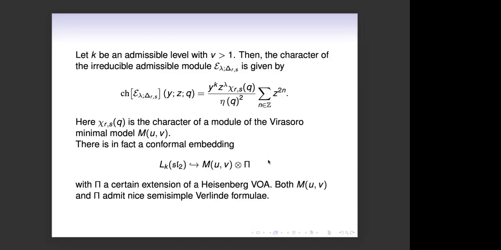We have a VOA we are interested in, SL2 at admissible level. We have a VOA we know, Virasoro times pi. And it's a conformal embedding. In particular, if we knew SL2, then the theory of VOA extensions would allow us to relatively easily understand Virasoro minimal model times pi. But we want to go in the other direction. That's a very hard direction.